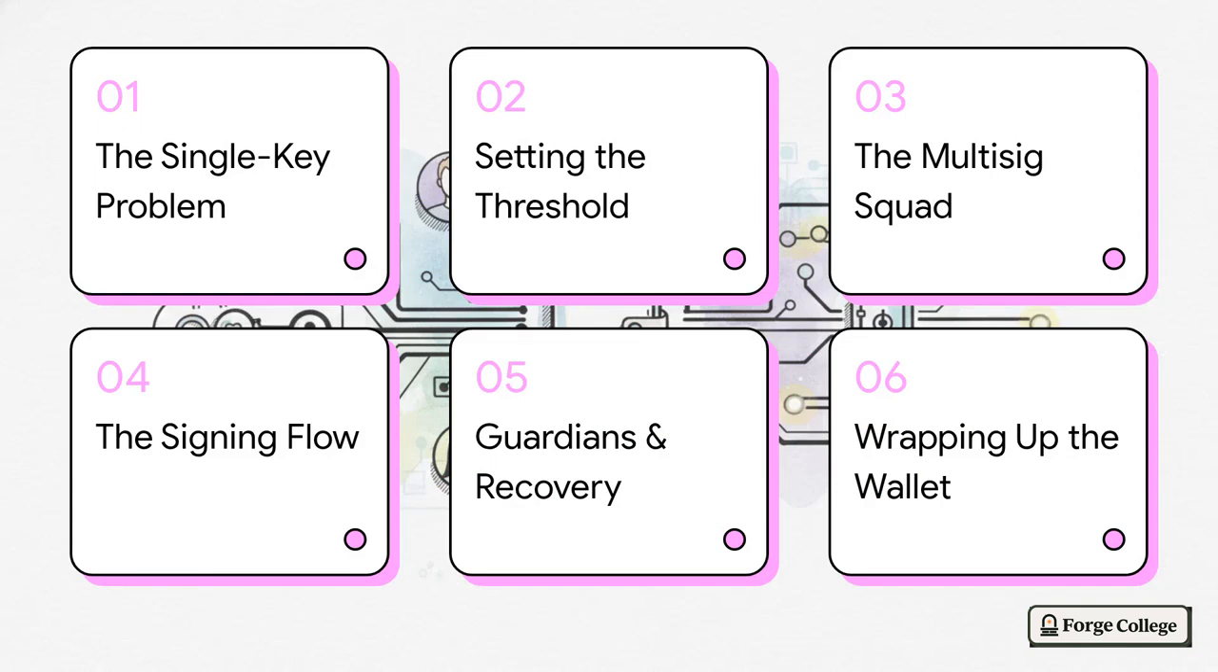So, now that we're sufficiently terrified of losing our crypto, let's quickly look at the roadmap. We'll start with the single key problem, then move into setting the right threshold. After that, we'll meet the multisig squad, design the signing flow, look at guardians and social recovery, and finally, wrap up the wallet. Simple as that.